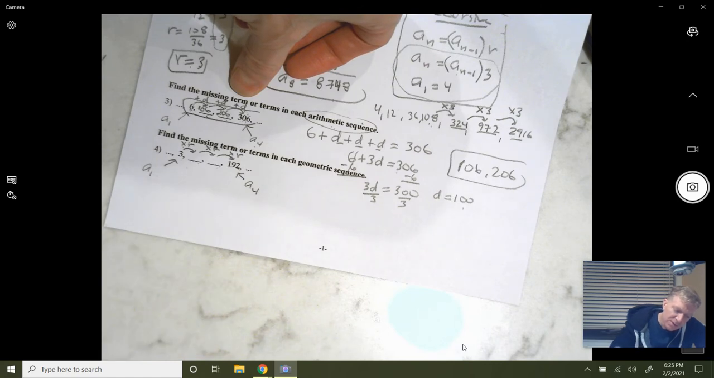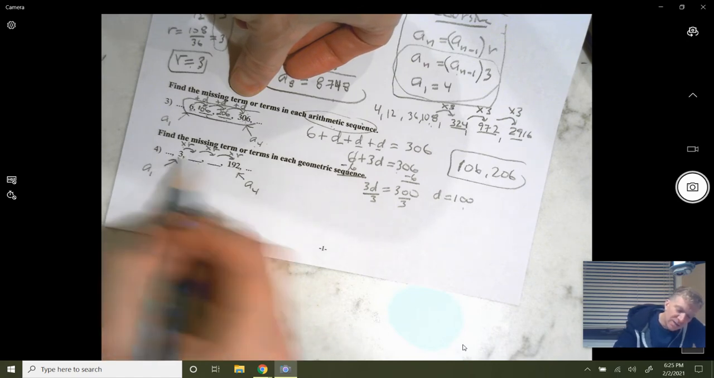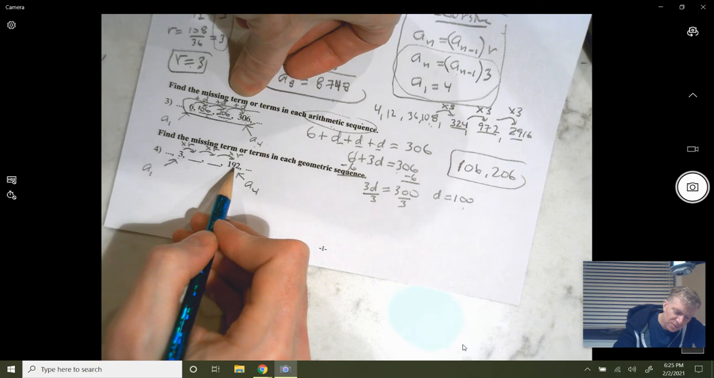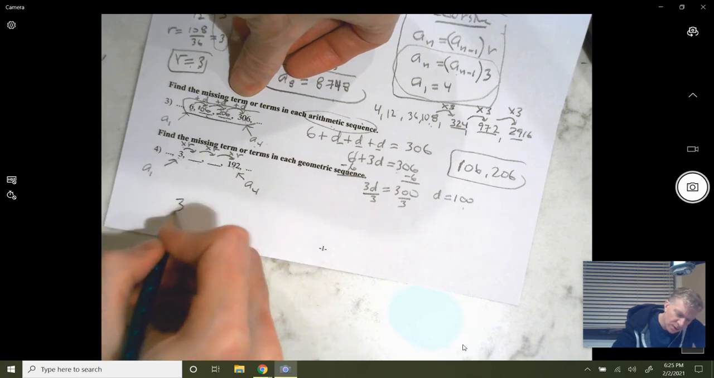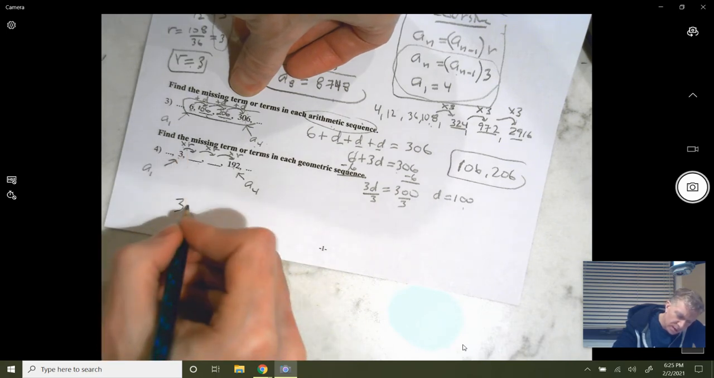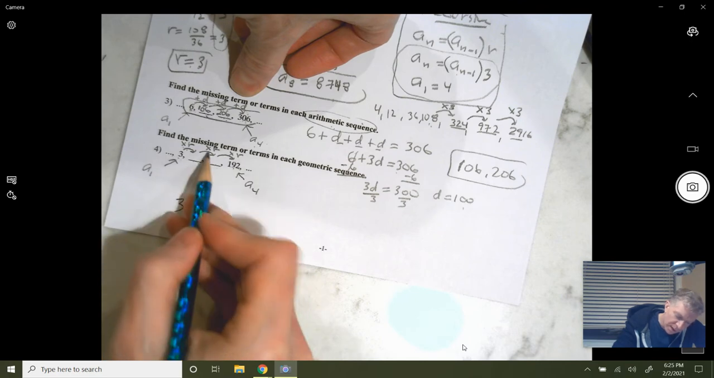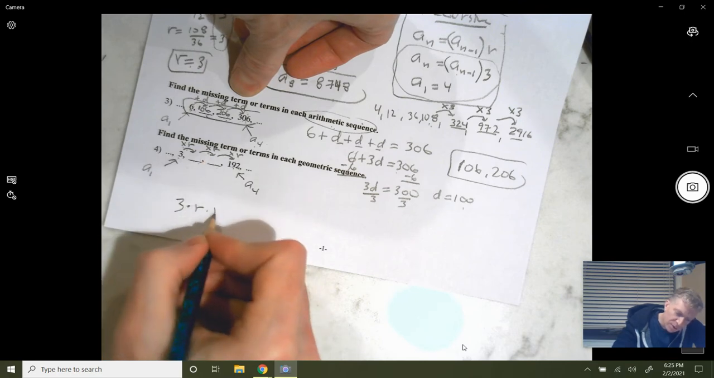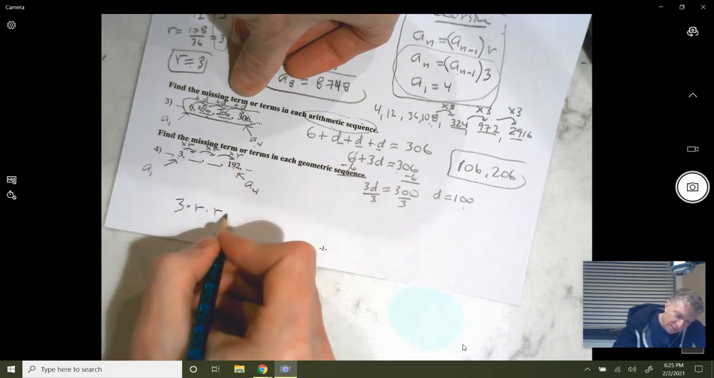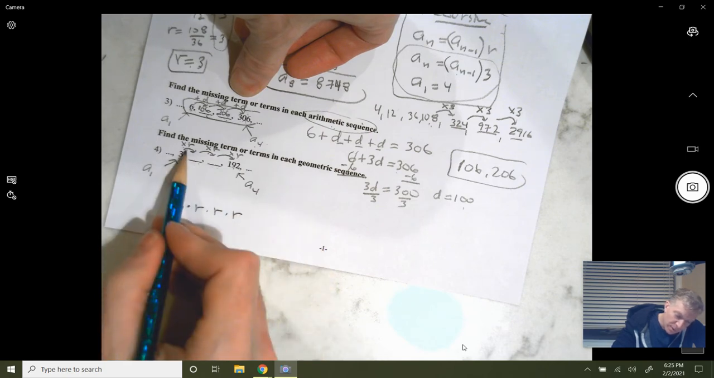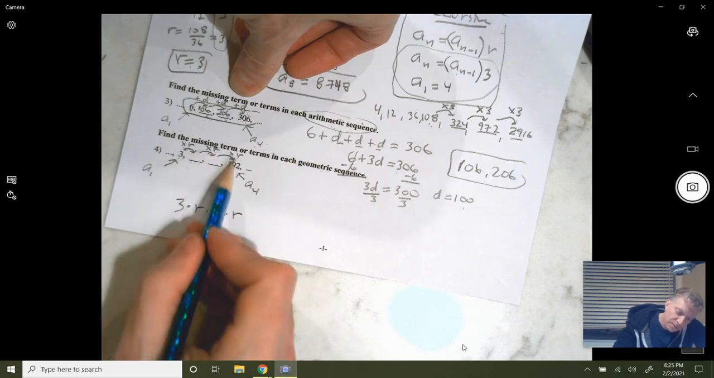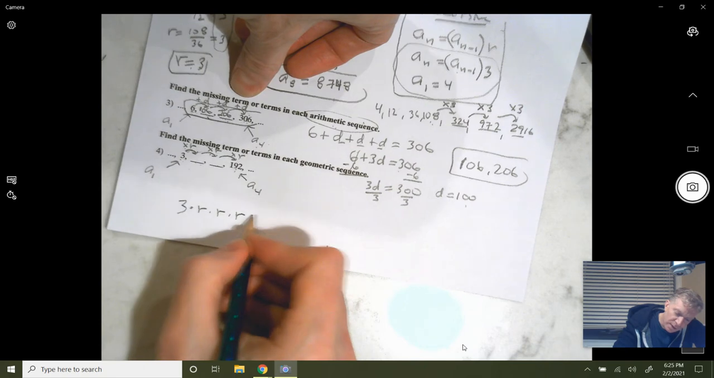Okay? So to get from 3 to 192, we have to start with the 3. We multiply by r times r, multiply by r again times another r, multiply by r a third time times another r, and only after we multiply by r 3 times is when we get to 192.